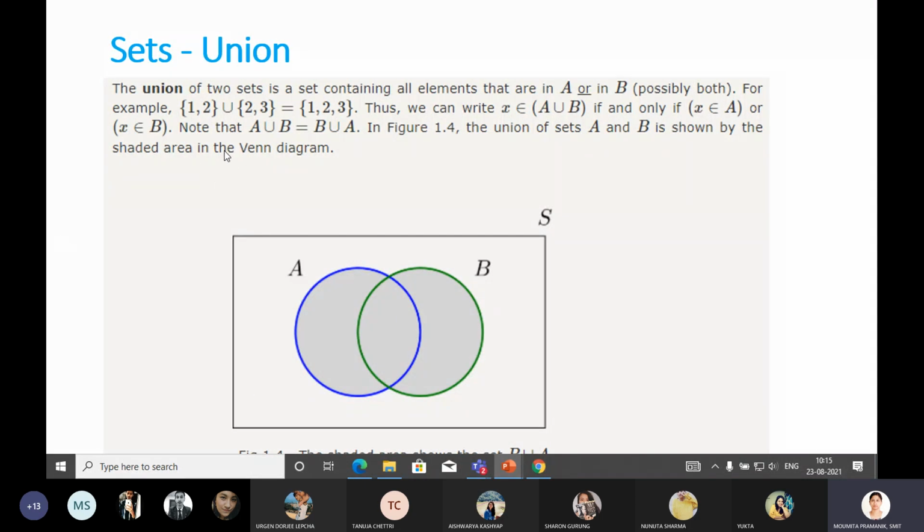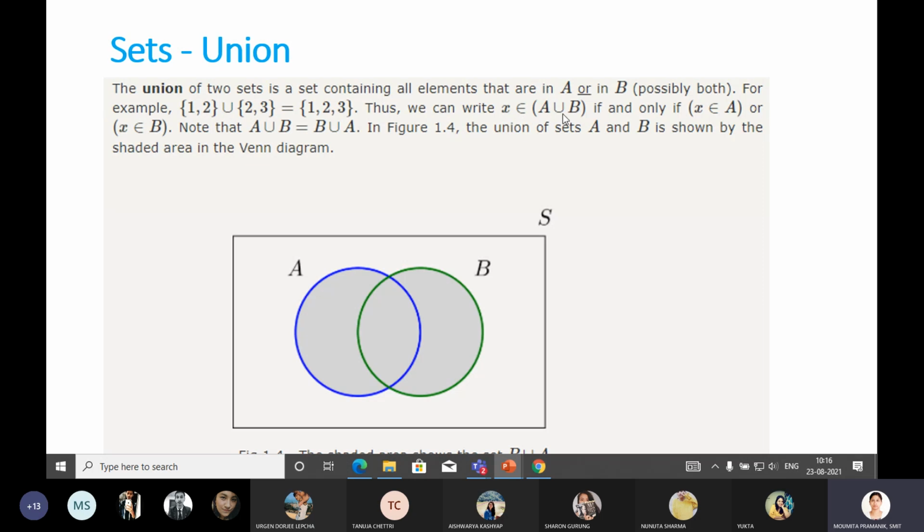For example, A is represented through the values 1 and 2, and B is represented through the values 2 and 3. If you do the union operation, for set A and set B we get 1, 2, 3. We are not repeating the 2 again. We are combining them and representing all the elements that are in set A and set B.